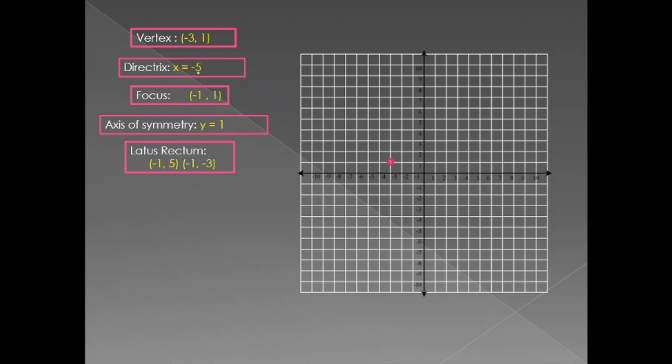Next, for the directrix, x is equal to negative 5. So dito po makikita yung negative 5. So plot na natin siya. And then for the focus, we have negative 1, positive 1. So dito po yun, negative 1, positive 1. So for the latus rectum, we have negative 1, 5, and negative 1, negative 3. So ito siya, negative 1, positive 5, and negative 1, negative 3.